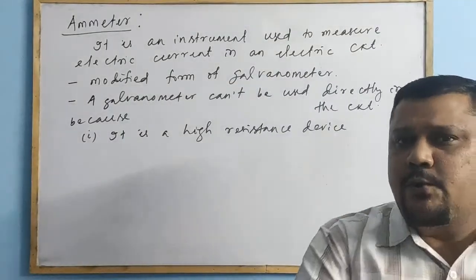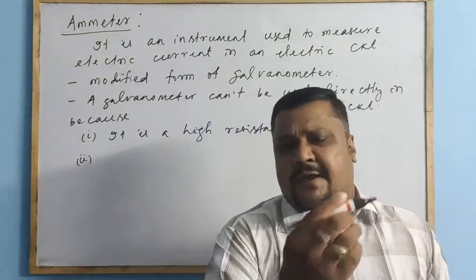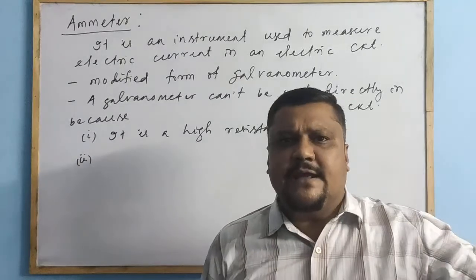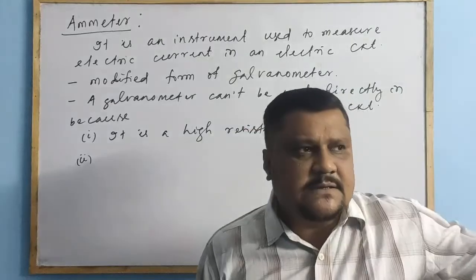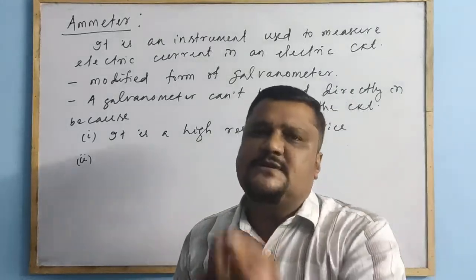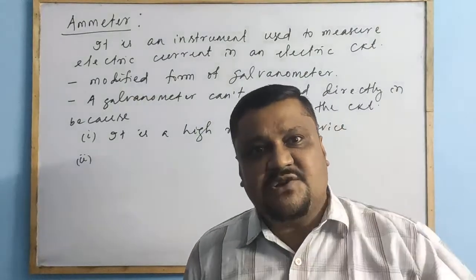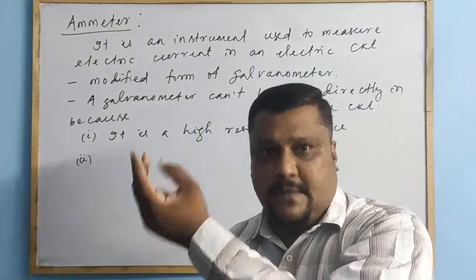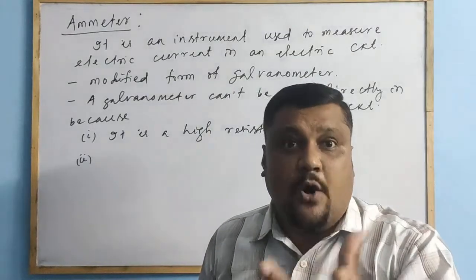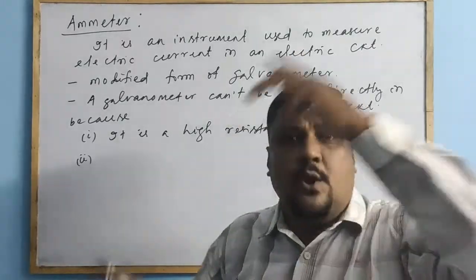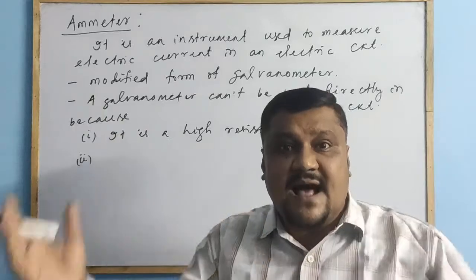Number two. Suppose in the circuit, suddenly a very large amount of current is flowing, and you are using a simple galvanometer to measure the current. Then what happens? The large current passes through the coil in the galvanometer. So this large current may damage the coil or the whole galvanometer. It burns the galvanometer.